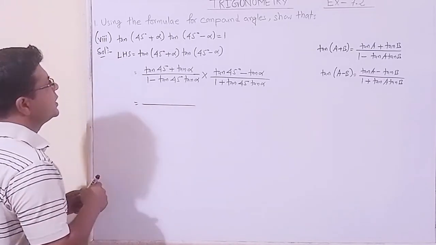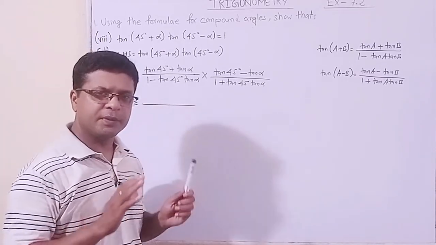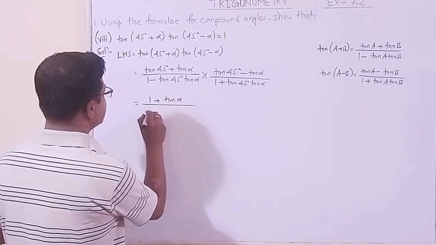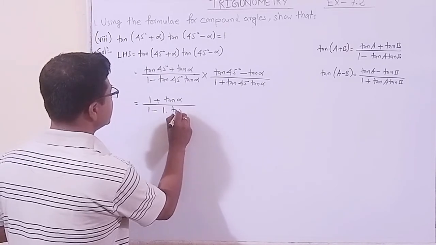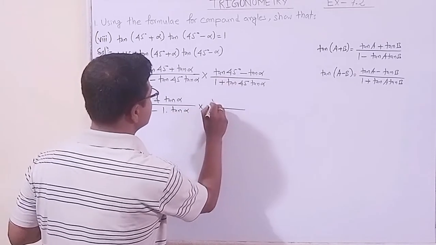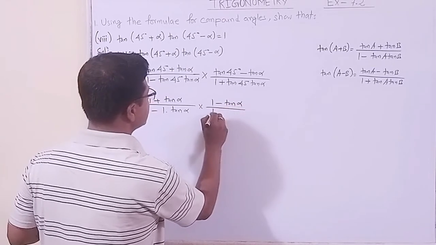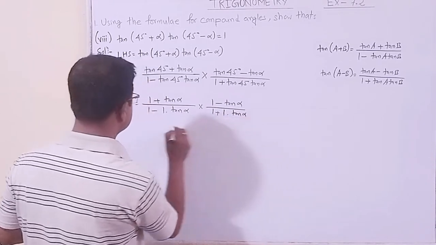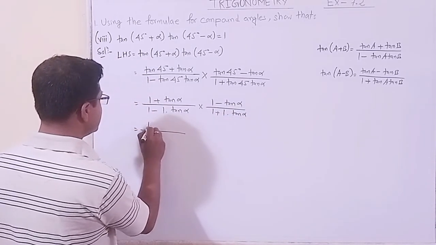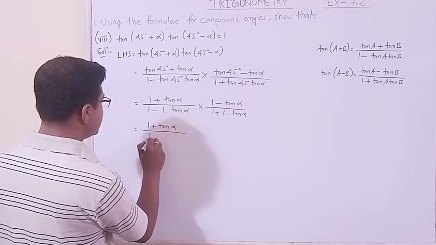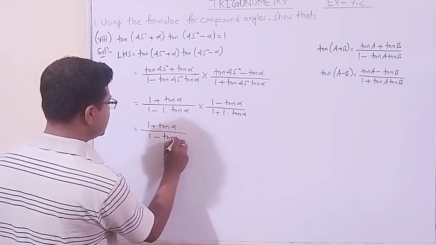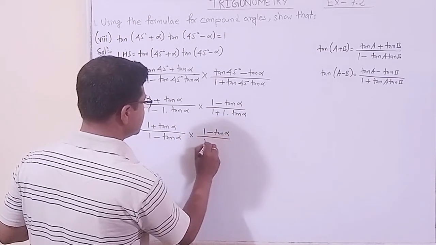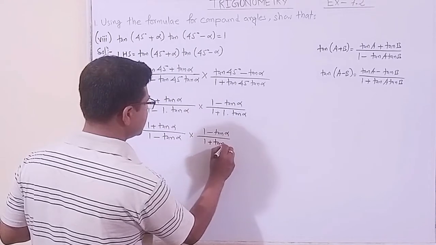Now here, dear students, what is the value of tan 45 degree? We know that tan 45 degree is equal to 1. Let us substitute the value. 1 plus tan of alpha, 1 minus 1 into tan of alpha, which is 1 minus tan alpha. This is 1 plus 1 into tan alpha, which is 1 plus tan alpha.